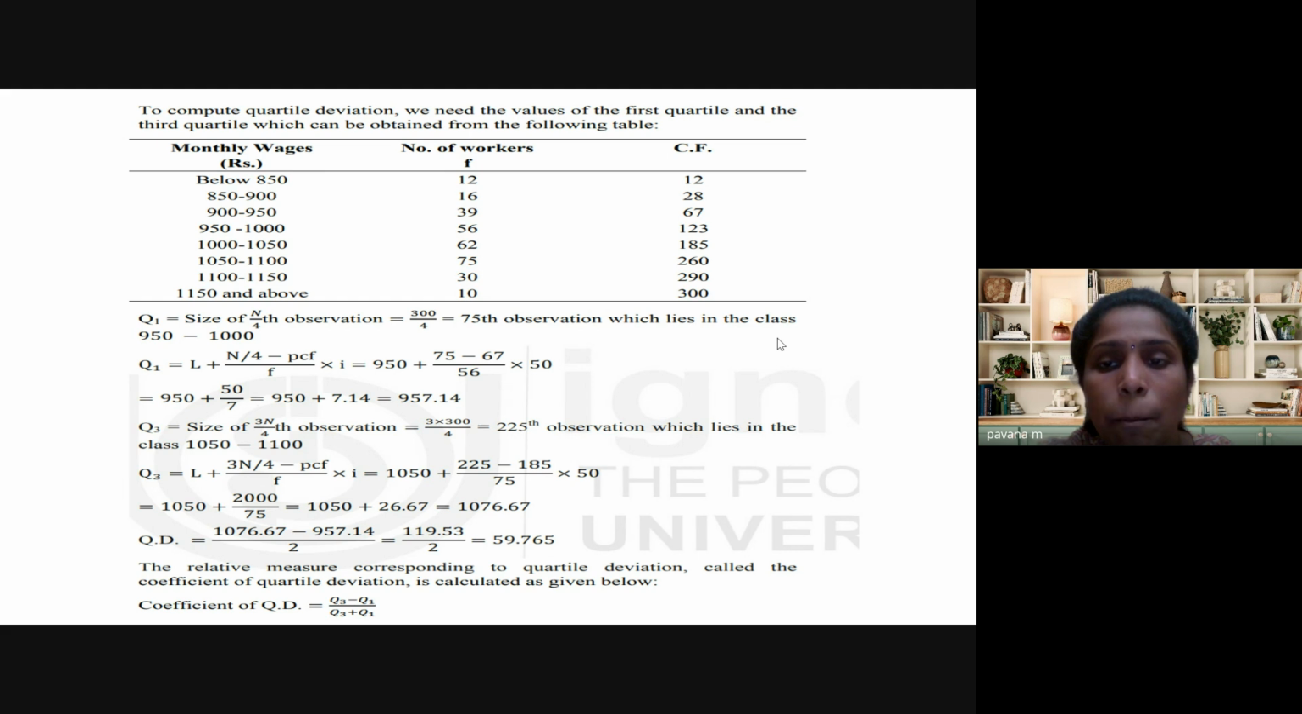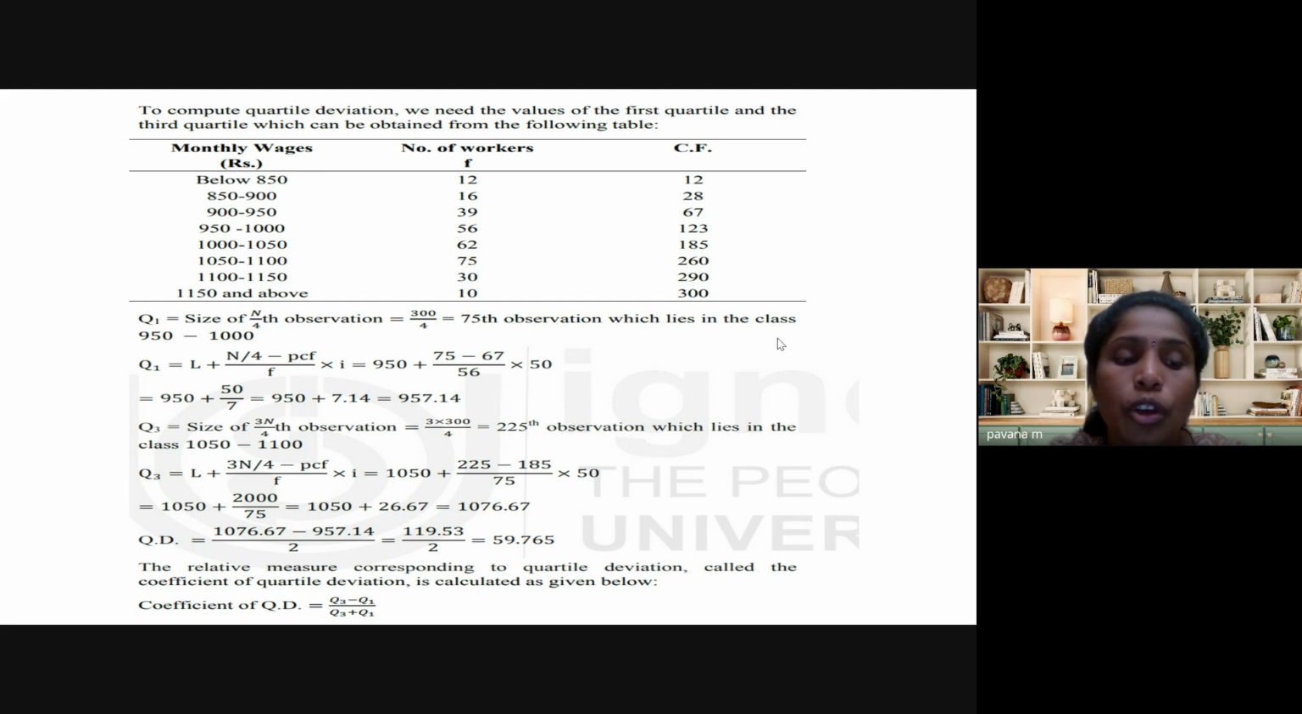So 67 by frequency. In the frequency table, the value 56 is across the 123 in the cumulative frequency, right? So 56 is the frequency, and the interval is 950 to 1000, the difference is 50, so that's why i is 50. If you apply these values on the above formula, then you will get 957.14, that is the Q1 value.